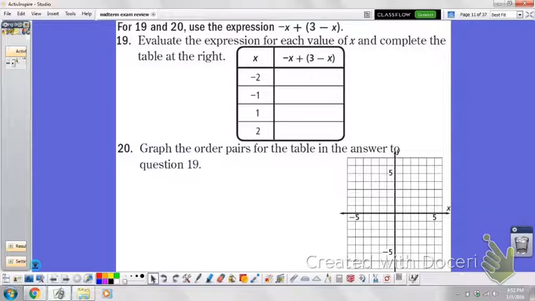For the next two problems, we're going to use the expression negative x plus 3 minus x. And we're going to evaluate the expression for each value of x and complete the table at the right. So we're given some x values. We need to substitute those into the expression to find out those values. We're given negative 2. When we substitute in negative 2, you will get a 7. When you substitute in negative 1, you will get a 5. Substitute in a 1, you get 1. And when you substitute in a 2, you get negative 1.